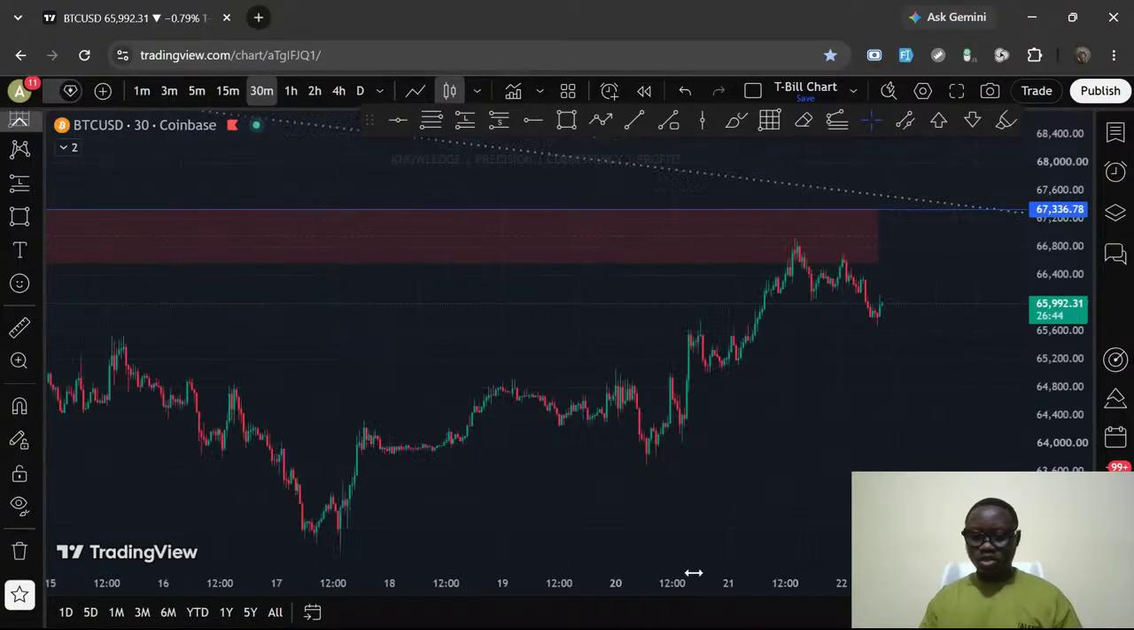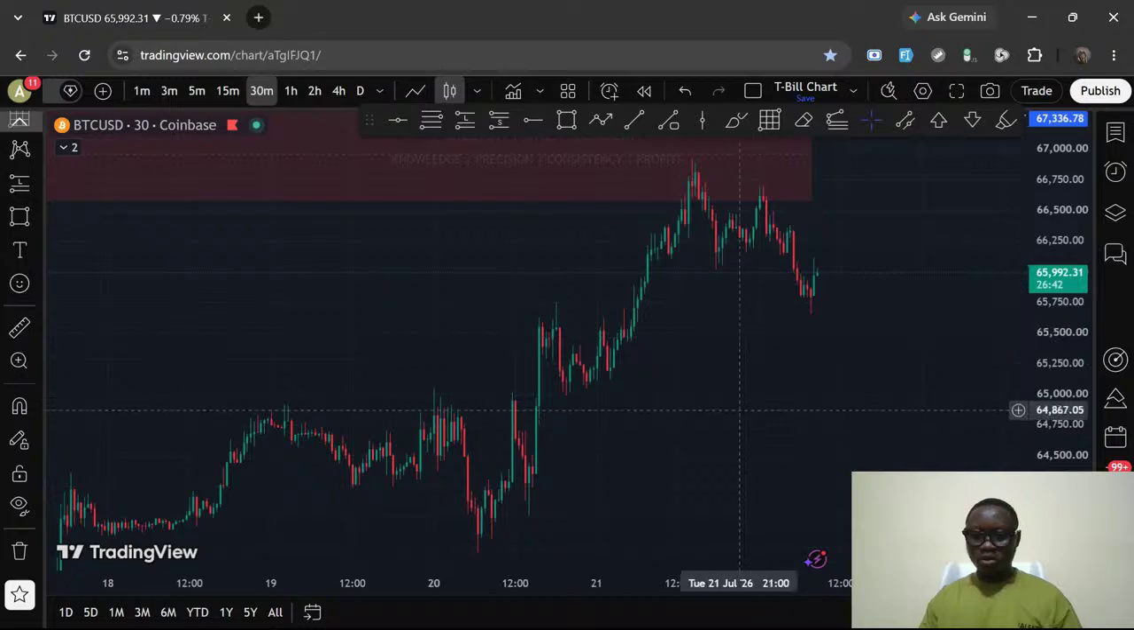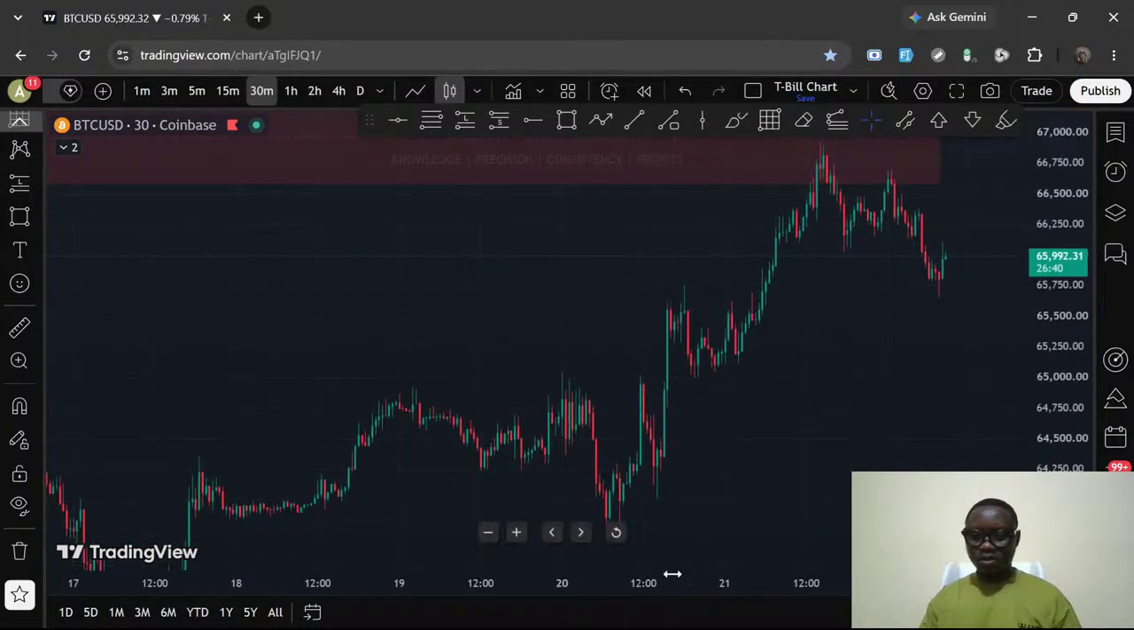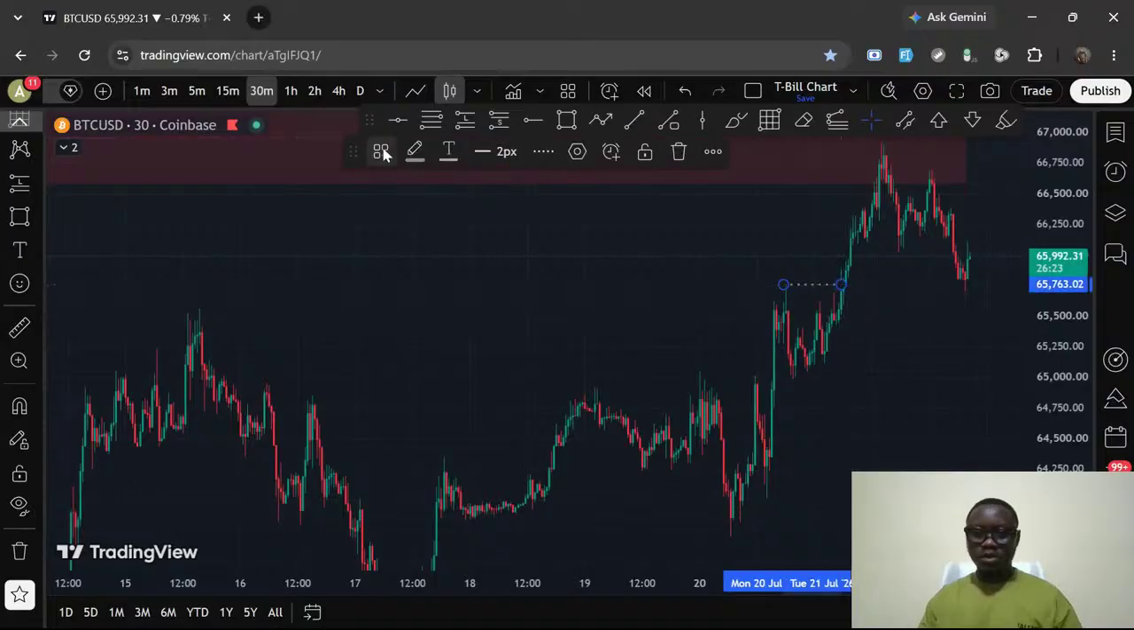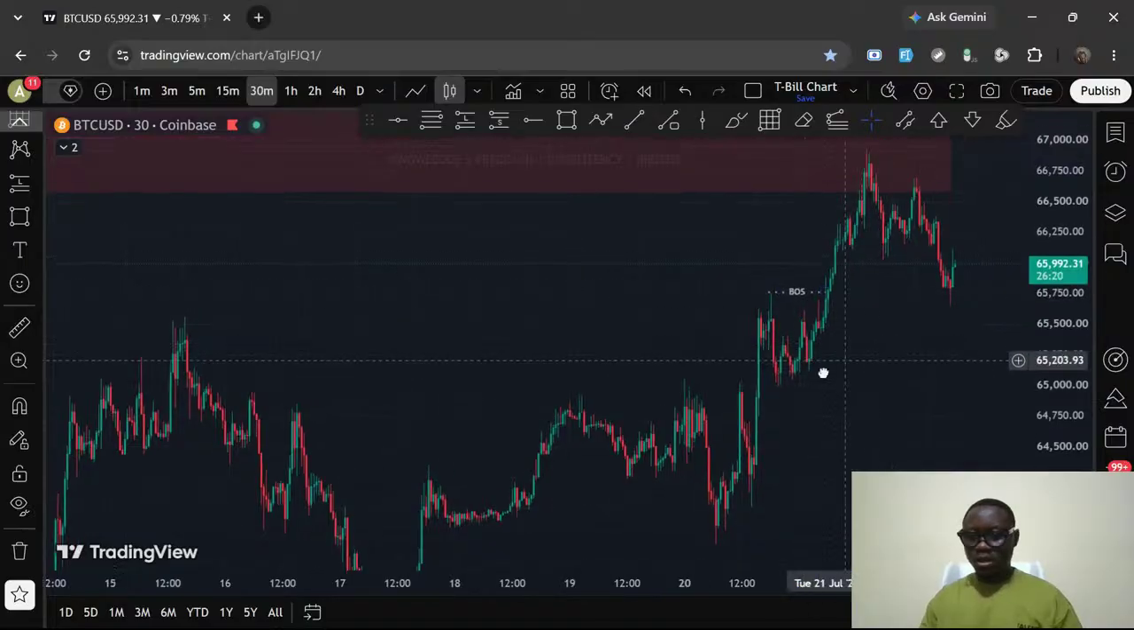But then let's look at the structure. So we just wait patiently for a reversal. So we got this break of structure to the upside, and we got this right here. Let's mark it out. So this is a break of structure to the upside right here, BOS.